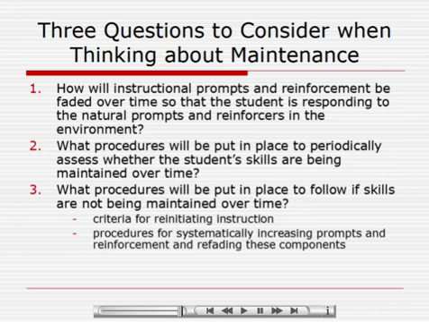What are the criteria for reinstating instruction? How many times, over what period of time, what percent accuracy would determine that the student has in fact lost some of the skills that have been taught, and indicate to you that you need to put some instructional procedures back into place. And the second thing to consider under question 3 is, what are the procedures for systematically now increasing prompts and reinforcement and then refading those components again?